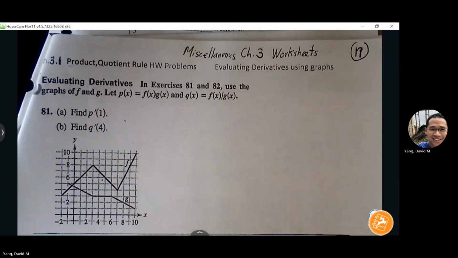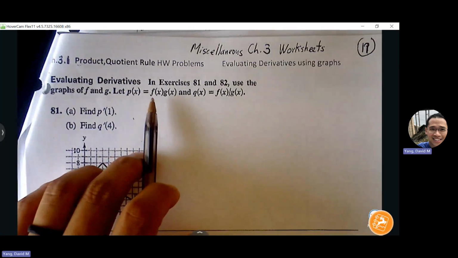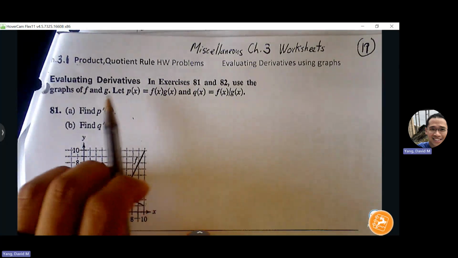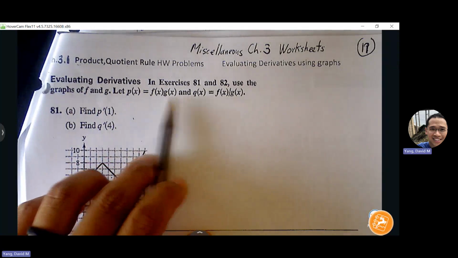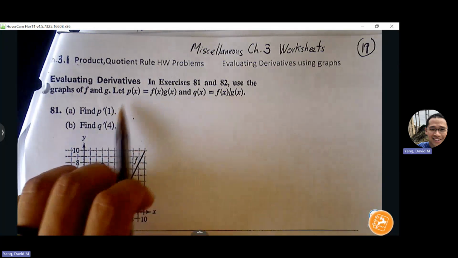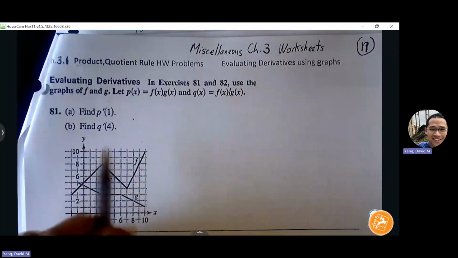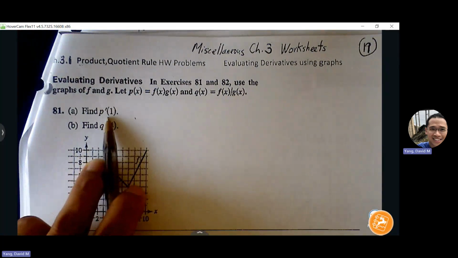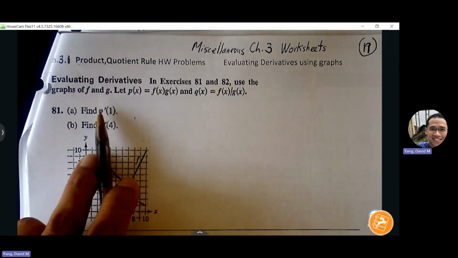Pages 19 and 20. Here it says, use the graphs of f and g, let p of x equal f times g, and let q of x equal f divided by g. Part A says find p prime of 1. Now, can you verbalize what this is asking for? Yeah, find the derivative of p at 1.